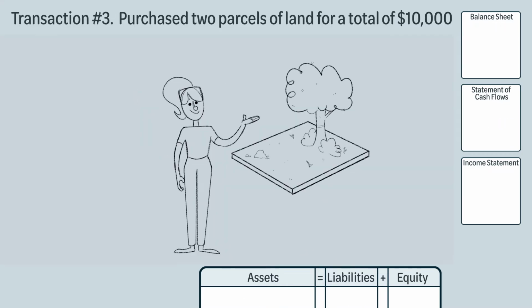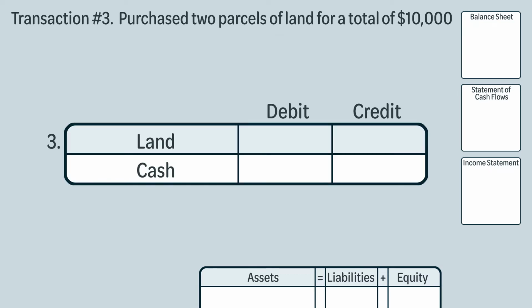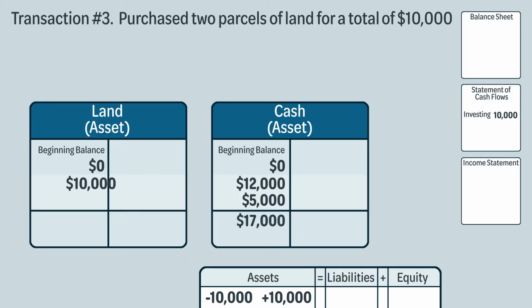Next, we purchased 2 parcels of land for $10,000. To record the purchase of land for cash, we need to increase the land account with a debit. To record the payment of $10,000, we credit the cash account. Also, on the statement of cash flows, the cash used for the purchase of land will be reported in the investing section. After recording this transaction, the T account for land will reflect an ending balance of $10,000, and the T account for cash will have an ending balance of $7,000.